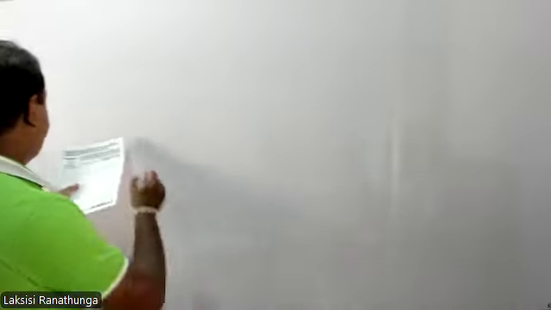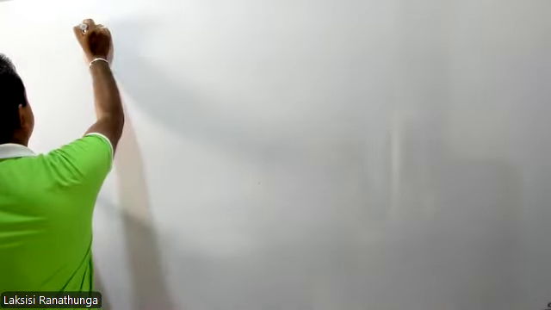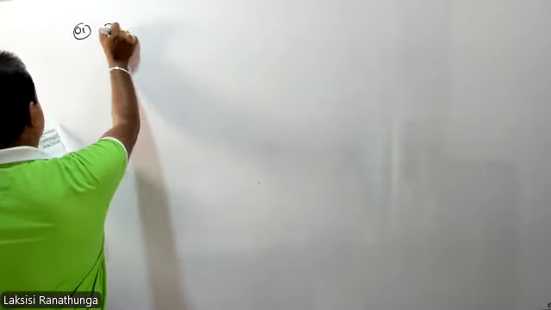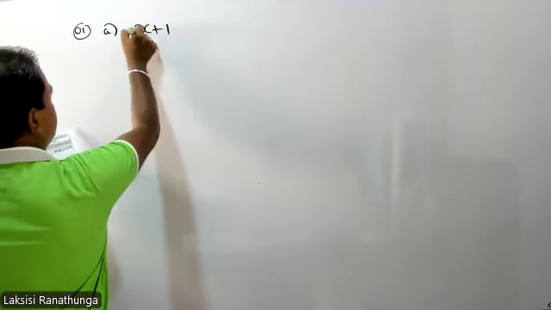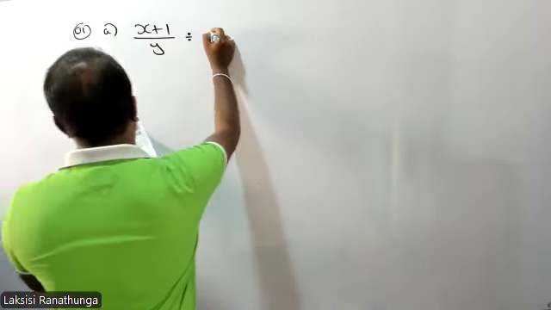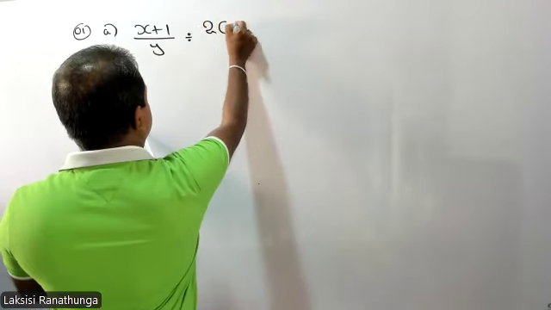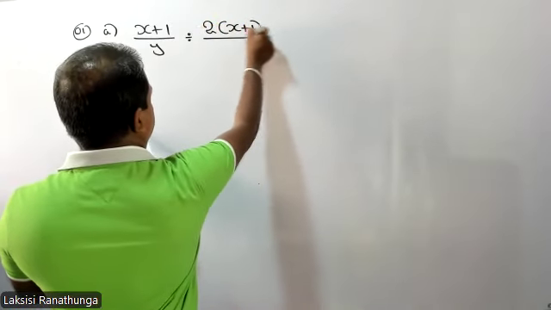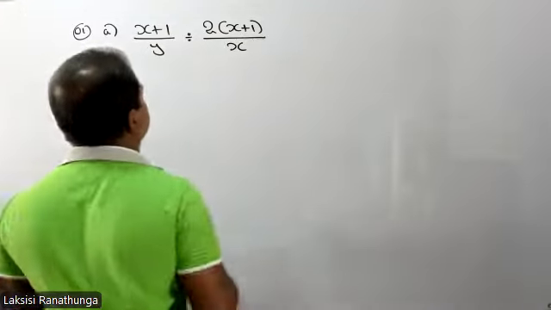Right. This is grade 11, paper number 12. Question number 1, part A. Simplify. Simplification of algebraic fractions: (x + 1) over y, divided by 2(x + 1) over x.